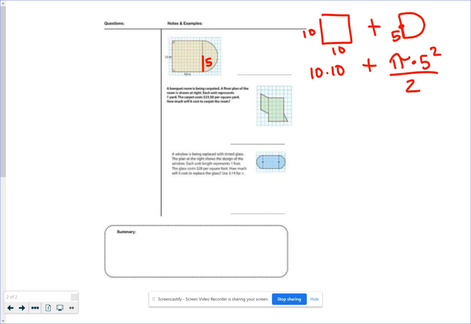Why are we dividing that by 2? We're dividing that by 2 because this is only half of the circle. This on top would find all of the circle, but we only want half. All right, so let's go and do the math.